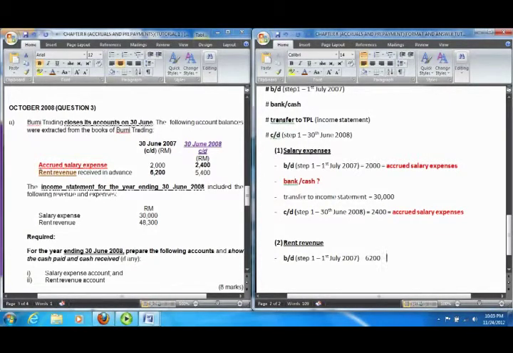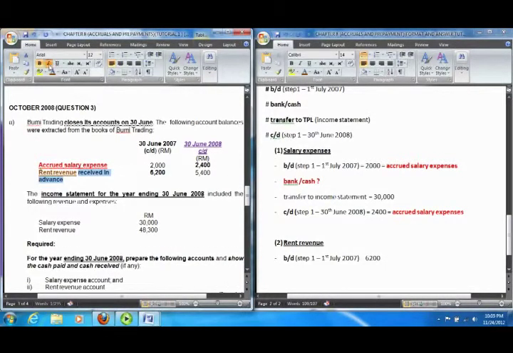Alright, so in the situation of, yes, class, received in advance based on my lecture. Received in advance is also considered as what class? Yes, when received in advance, it means the situation of prepaid rent revenue. Class, I repeat, received in advance is a term for what? Yes, it is a term for prepaid revenue. Clear? Alright, that's your BD.